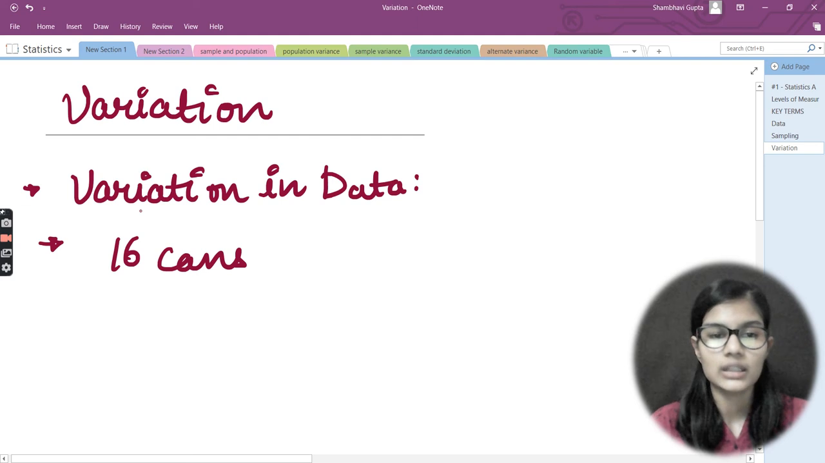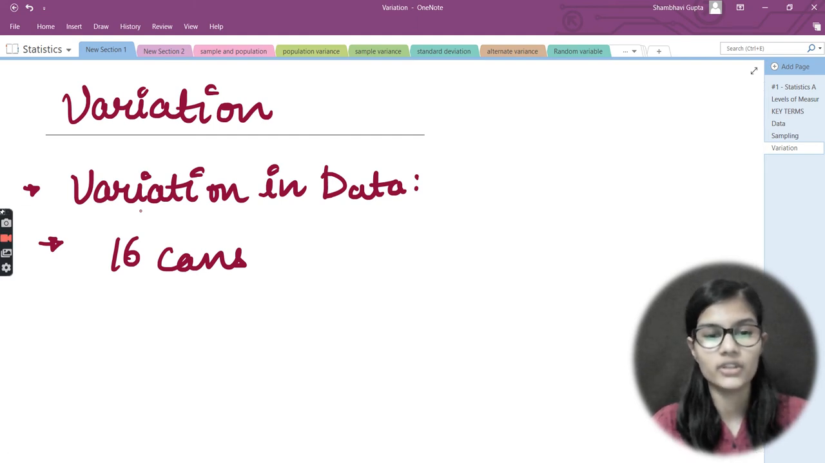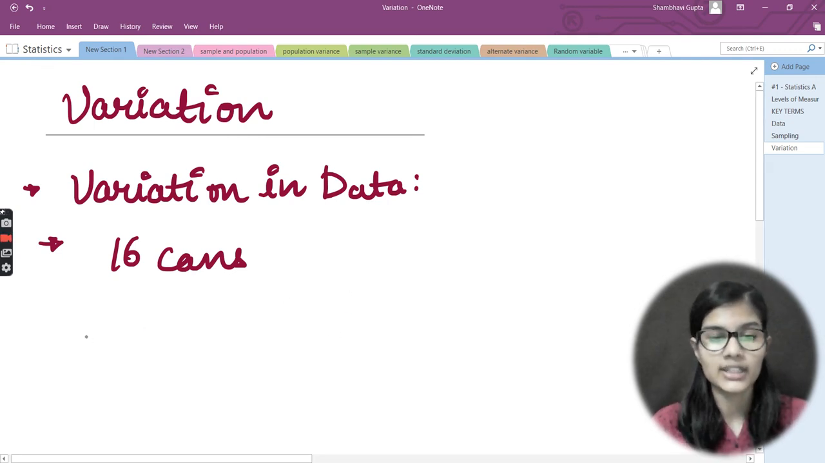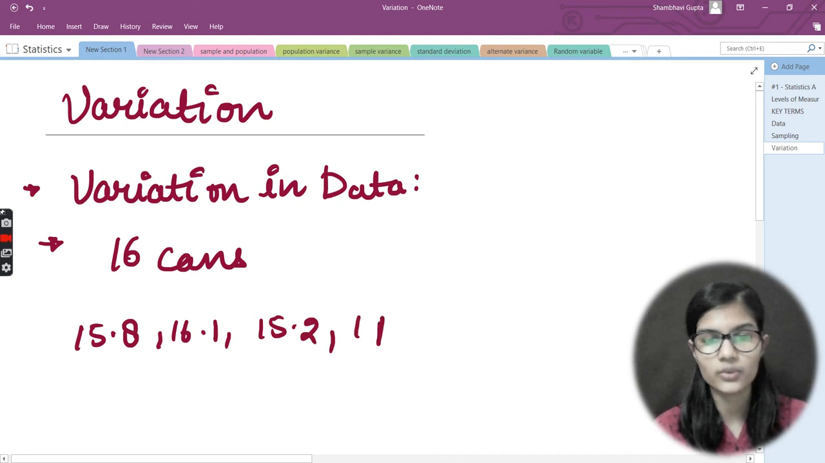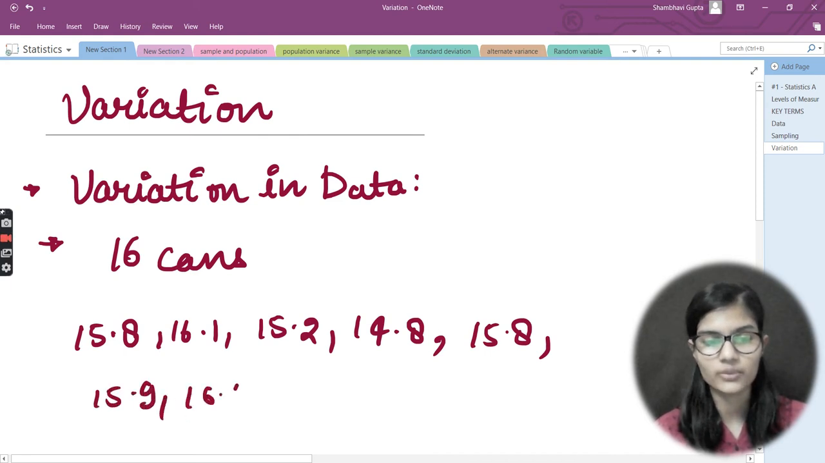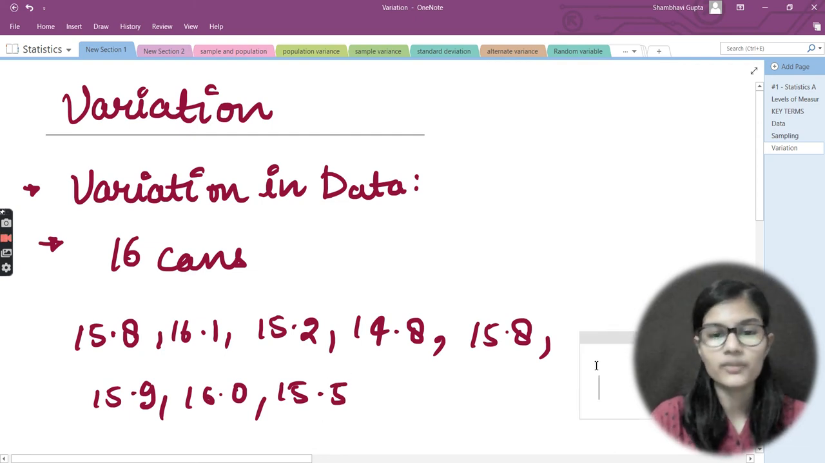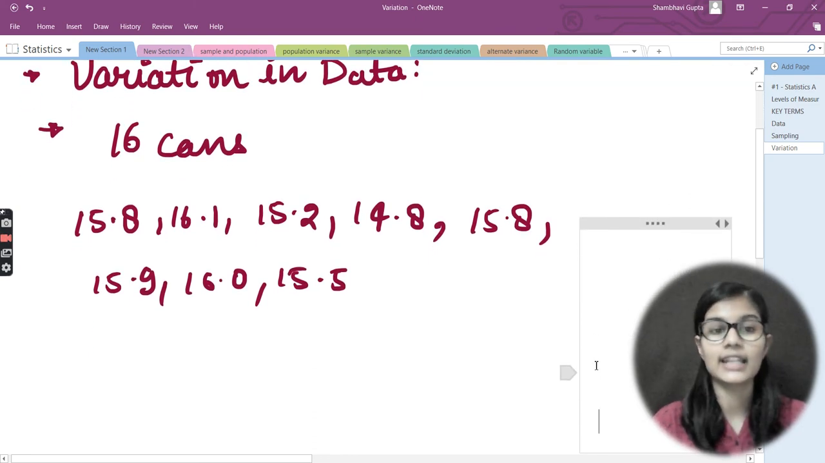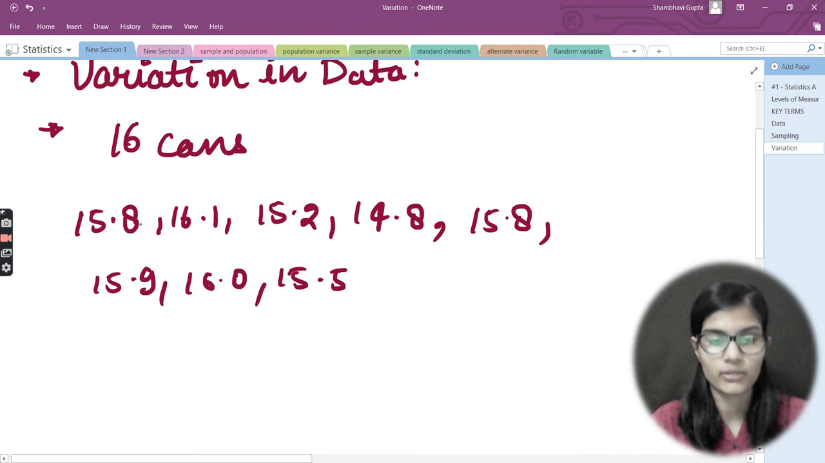Right. So what happened? Eight cans were actually taken and the amount of beverage in those eight cans was measured. So let's write out some readings. Let's say we had 15.8, we had 16.1, we had 15.2, 14.8, 15.8, let's say 15.9, 16.0, and then we had 15.5 as well. So these were the amounts in those eight cans.